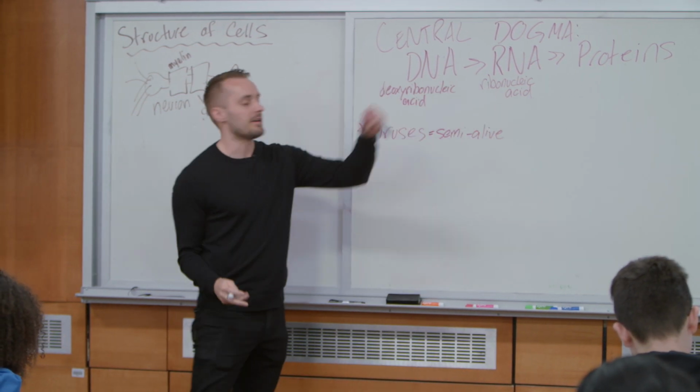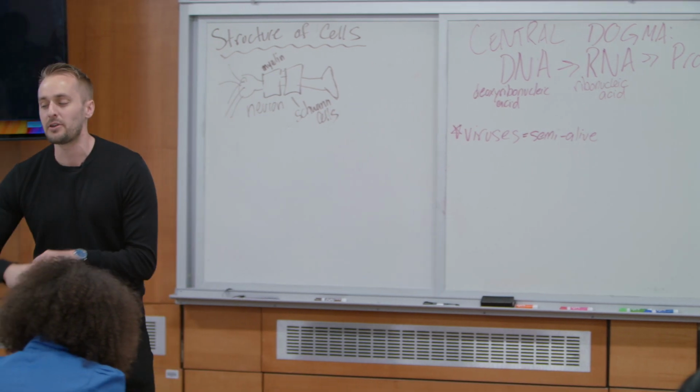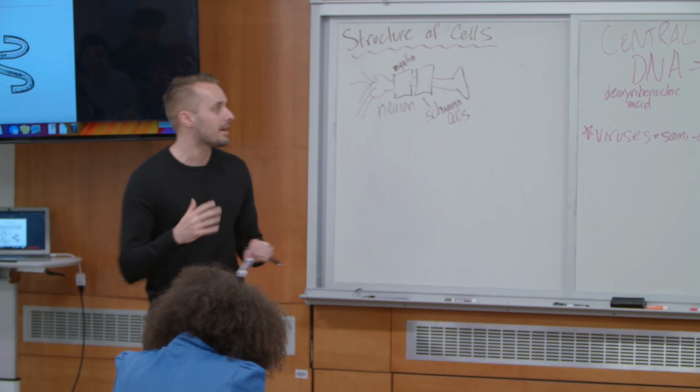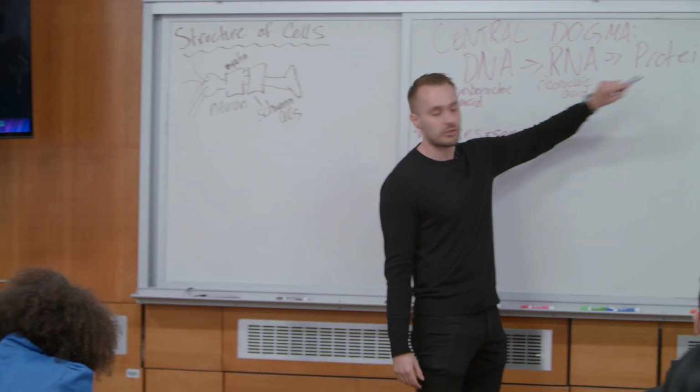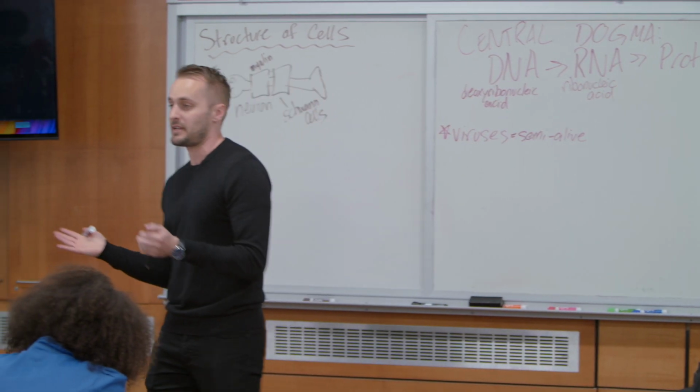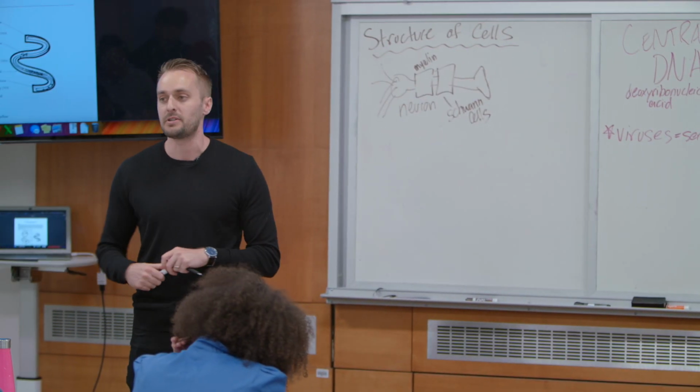You're all definitely alive. You all have DNA that makes these proteins, right? Your whole body's made of proteins. Your eye color is the eye color it is because of the shape of the proteins. Your skin color is the color it is because of the shape of the proteins.